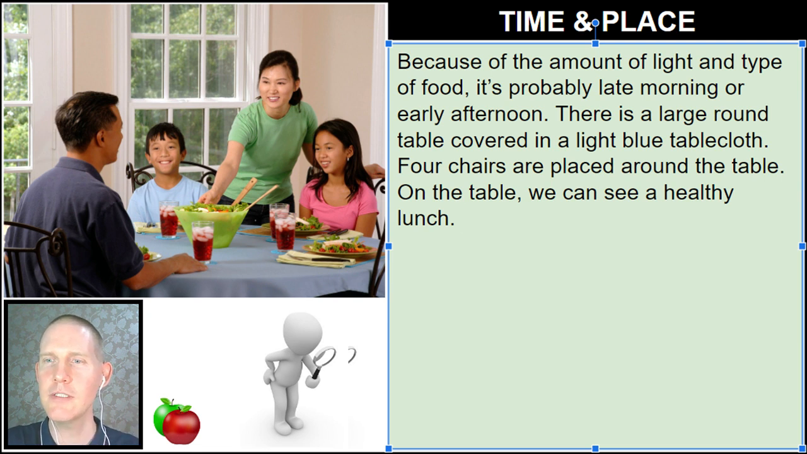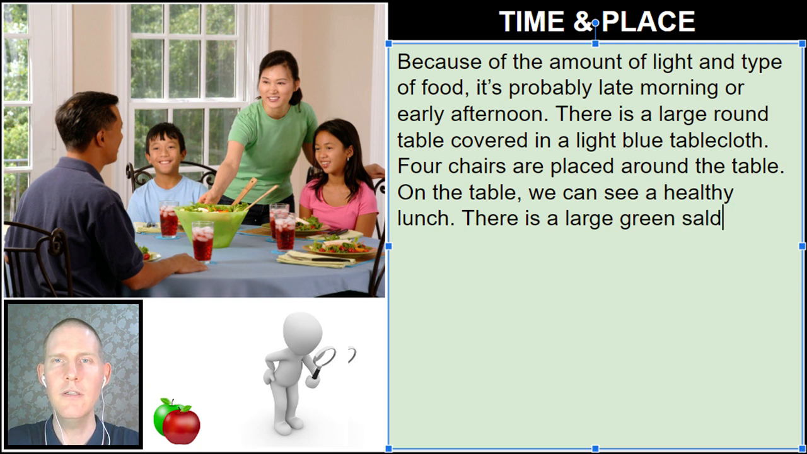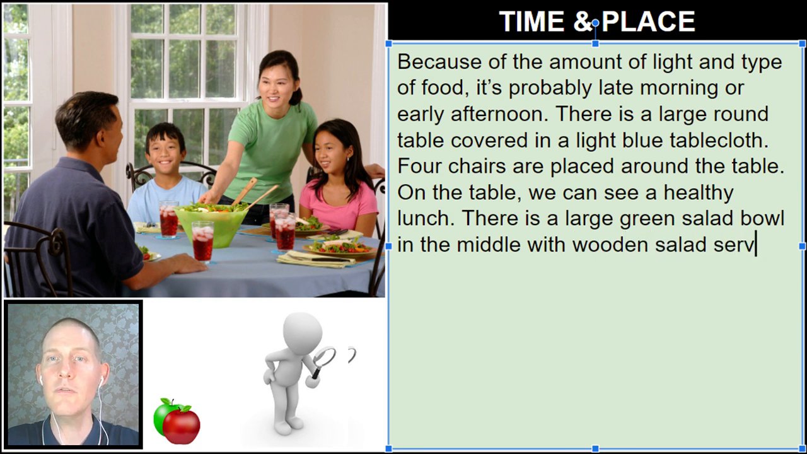Let's see, Mamu says, is it possible for you, Michael, to use high-level adjectives to describe a scene delicately and precisely? Well, today what I'm going for is to describe the situation in detail. So we'll see what we can do. All right, so on the table we can see a healthy lunch. There is a large green salad bowl in the middle with wooden salad servers.